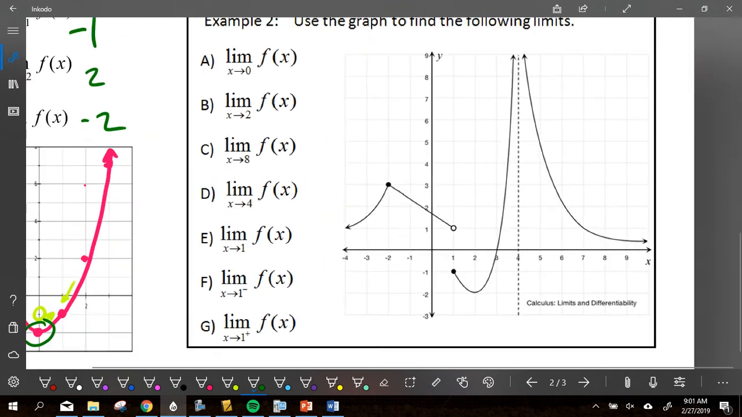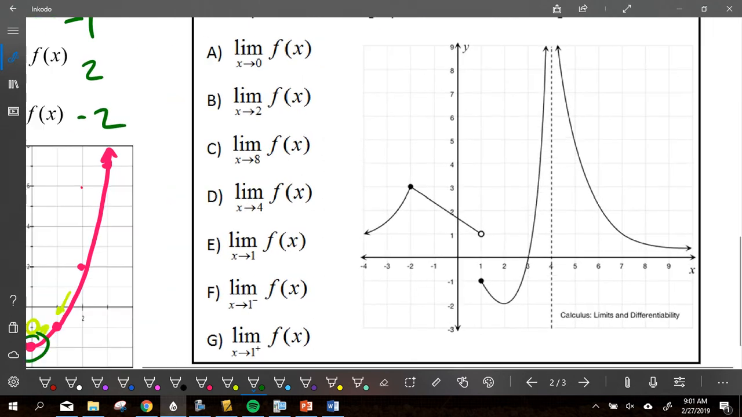So now what we're going to do is look at a more realistic graph for these types of questions. So they will give you graphs like this. These are very piecewise functions. You've got asymptotes, you got holes, you got open circles, closed circles, all those different things. And based on that information, we're going to describe limits. So for letter A, it says find the limit as x approaches 0.